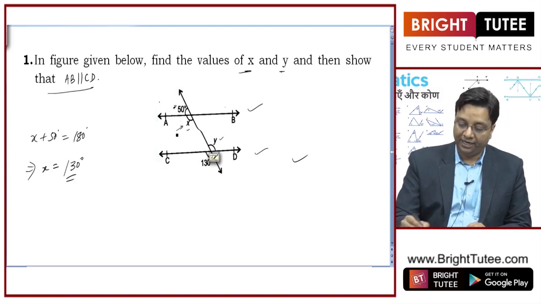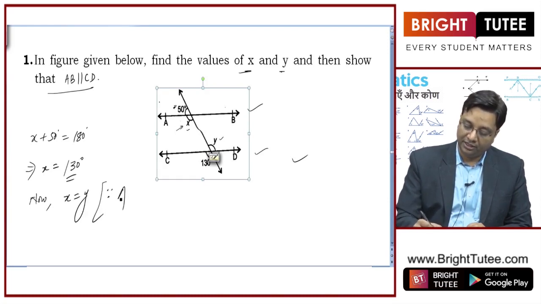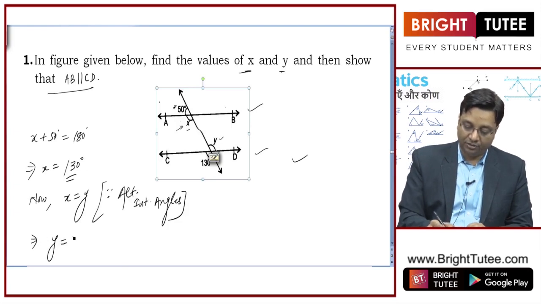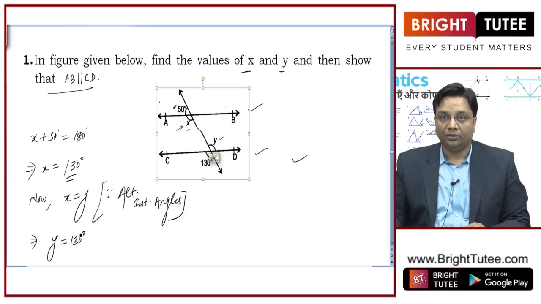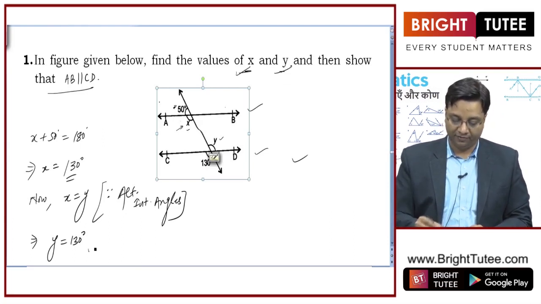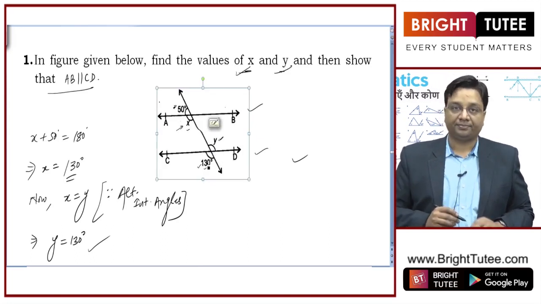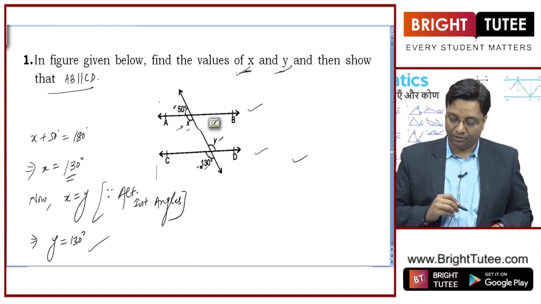Now x and y are equal. Can you tell me why? Because these are alternate interior angles. So I can say y is also 130. Now I had to find the values of x and y, so these are the values. Y can also be obtained by this because it's vertically opposite to this angle. So y is equal to 130 because it is vertically opposite to this. Okay, so y could be obtained from this also, right?